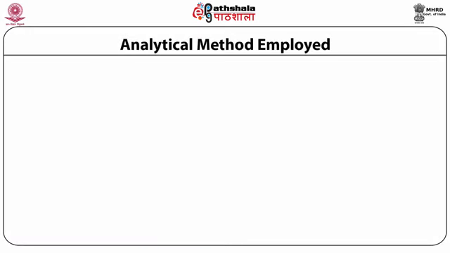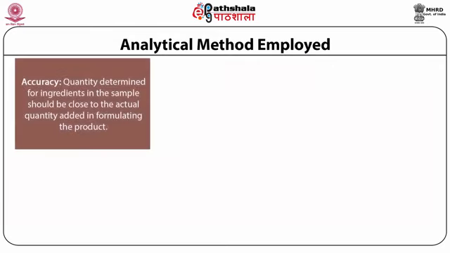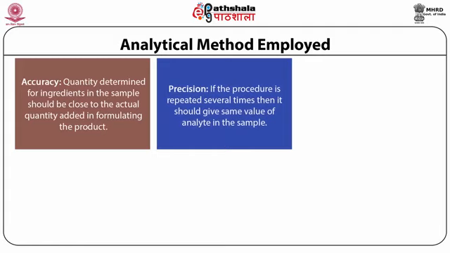The analytical method employed should have the following properties. The first is accuracy, which means the quantity determined for ingredients in the sample should be close to the actual quantity added in formulating the product. Precision: if the procedure is repeated several times, it should give the same value of analyte in the sample.